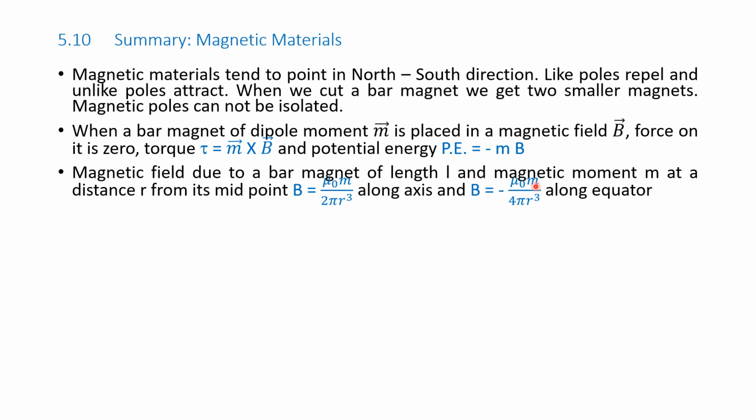Magnetic field due to a bar magnet of length L and magnetic moment M at a distance r from its midpoint is given by mu naught M divided by 2 pi r cube along the axis, and B is equal to minus mu naught M by 4 pi r cube along the equator. This is the equation for the magnetic moment and flux density, magnetic field.